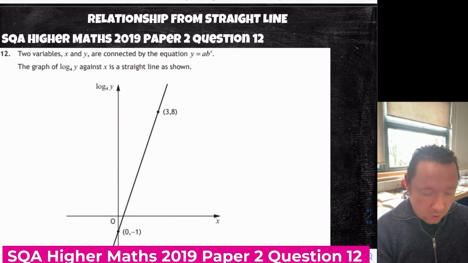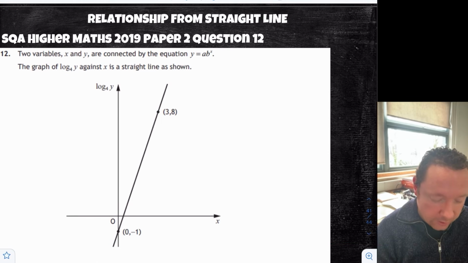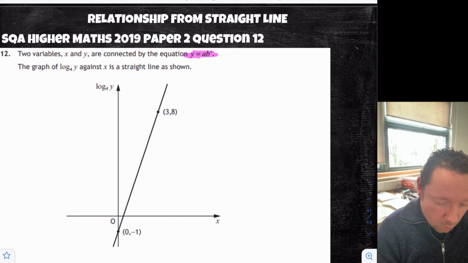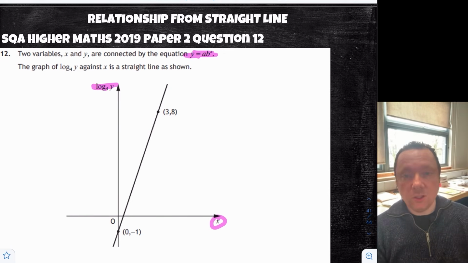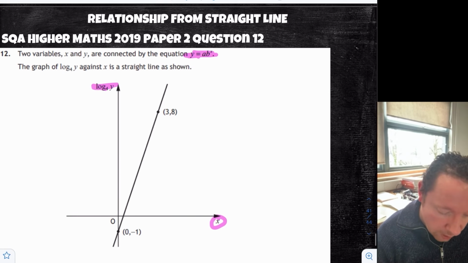Relation from a straight line for logarithmic graphs. SQA Higher Maths 2019, Paper 2, Question 12. Two variables x and y are connected by the equation, and this is what you're looking for. y equals ab to the x, a power. And we're looking at one of the axes is logged, but the other one is not. So it's only one log this time, but always start from your equation and get the logs coming out and see where you go. So I'll start with y equals ab to the x.